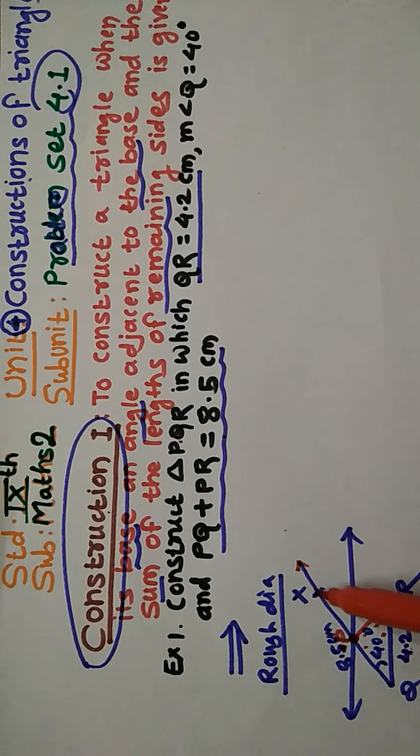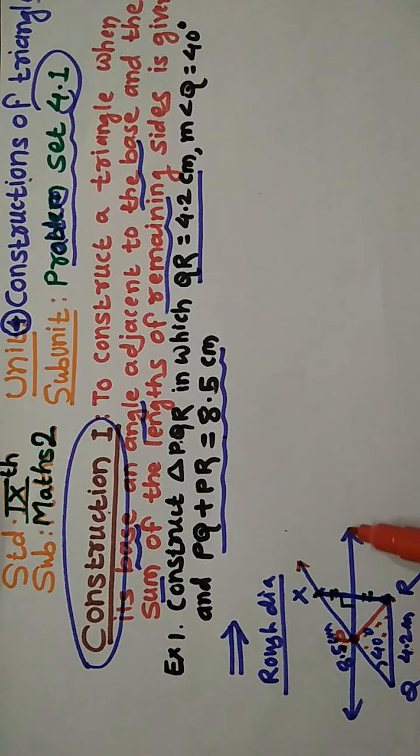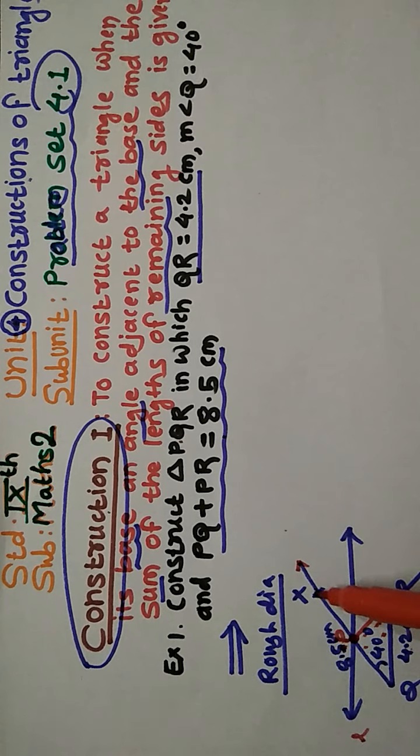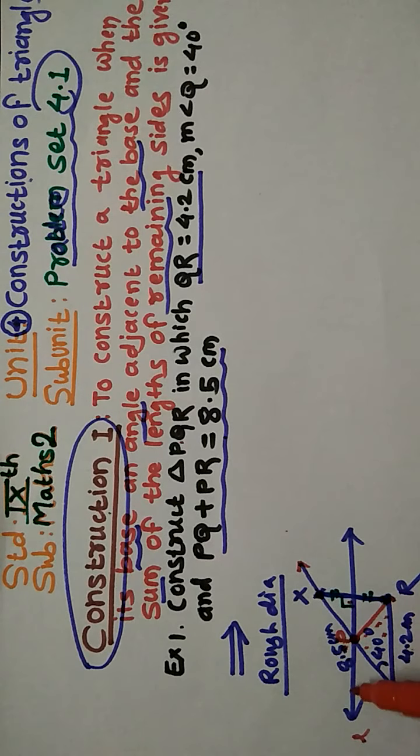Join these points X and R. Draw the perpendicular bisector of XR, for example line L is the perpendicular bisector of XR. Where this line intersects, that point is P. Now join the points P and R. The required triangle is PQR.